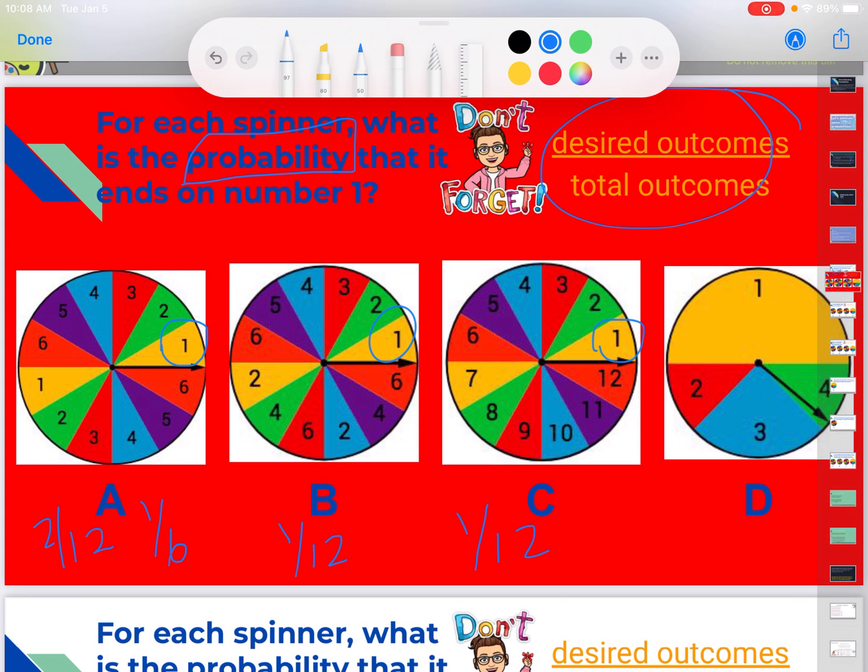For this one, half of the spinner is actually the number 1, so that would be 1 out of 2. Which is kind of odd, because you would think it would be 1 out of 4 because there are 4 possible outcomes, but that's not the case here because the 1 takes up half of the total spinner.